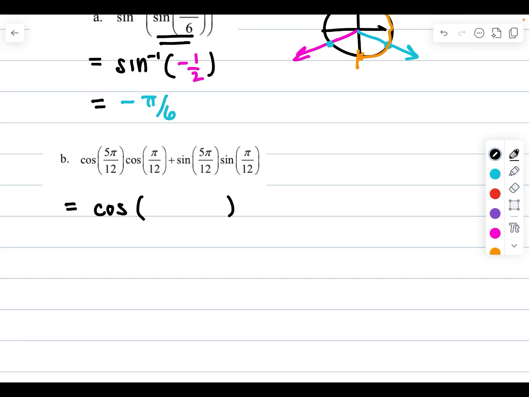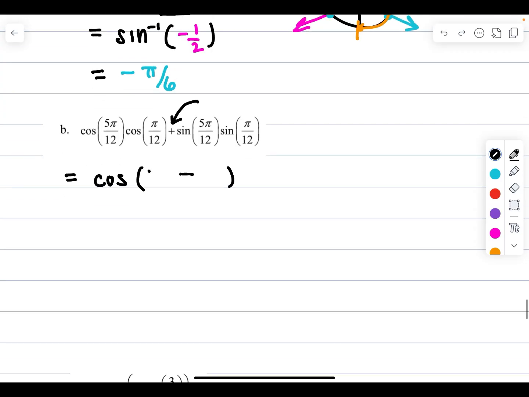Part B. Cosine of this angle, cosine of pi over 12, sine of the same angle as the first one, and sine of pi over 12. You need to recognize that this is the angle addition formula for cosine. Except I'm expecting to see a minus here in between the two groups of terms.